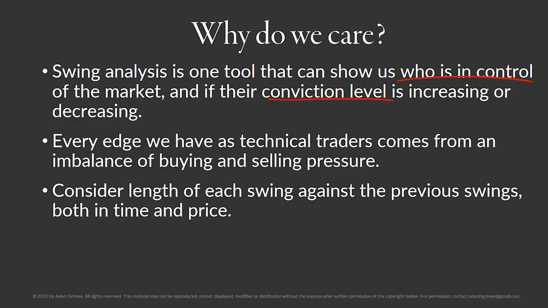Every edge we have as technical traders comes from an imbalance of buying and selling pressure. Now, there may be other kinds of trading where it's not necessarily driven by this imbalance, but I do believe that if we're going to see a departure from random movement, which is something we're going to talk about in subsequent units in this module, it's going to be an important idea. We're going to see that some departure from random movement pretty much has to be driven by an imbalance. And the market structure can help to reveal that.